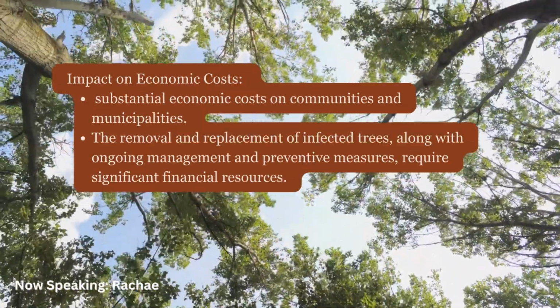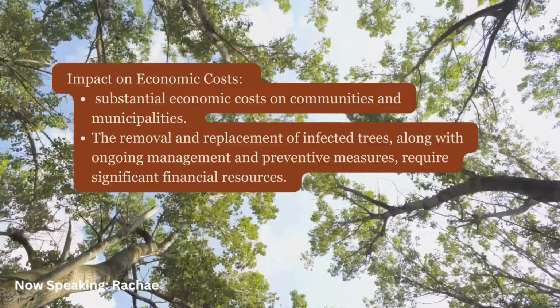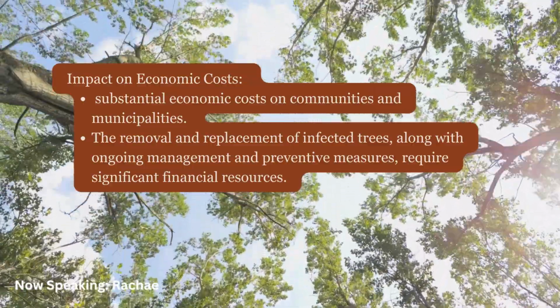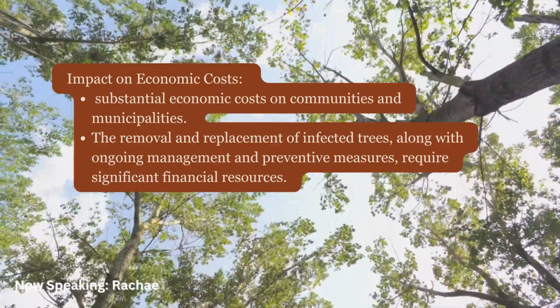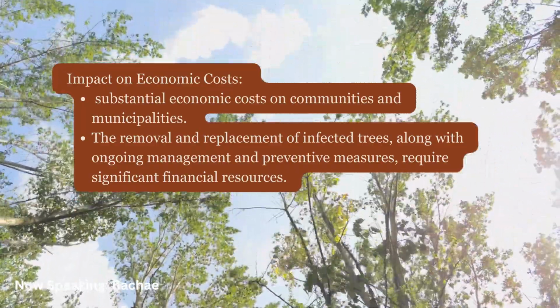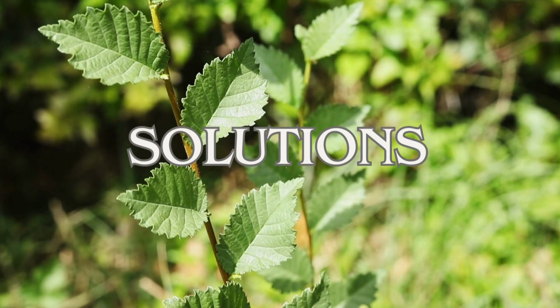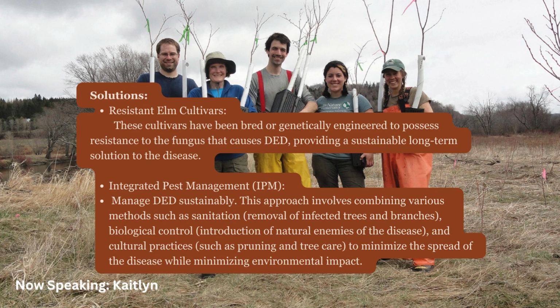Another impact can be seen in economic costs. On communities and local governments, the removal and replacement of infected trees, along with the ongoing management and preventative measures, require significant financial resources. A solution to Dutch elm disease is to develop genetically modified cultivars that are resistant to Ophiostoma novo-ulmi and plant them in the wild. Due to natural selection, it is assumed that this resistant trait will be favored in the wild, allowing the offspring of these GM trees to become the dominant species of elm in North America. Ophiostoma spores do not affect trees outside of the Ulmaceae family, and without a host, the fungus may die out.